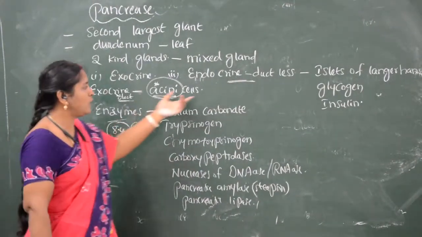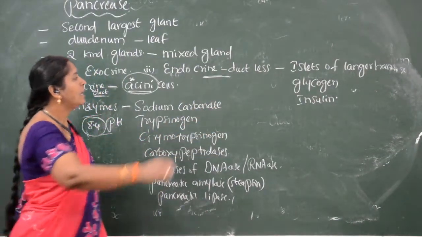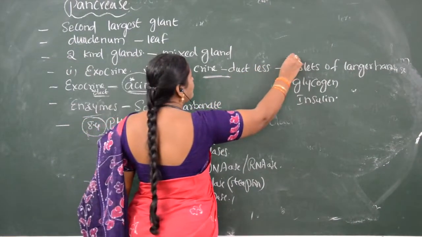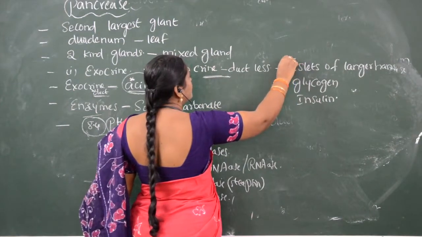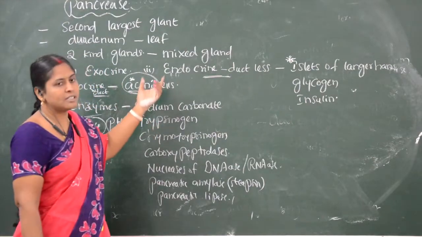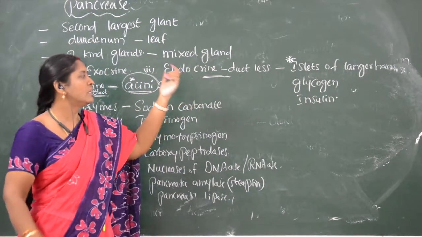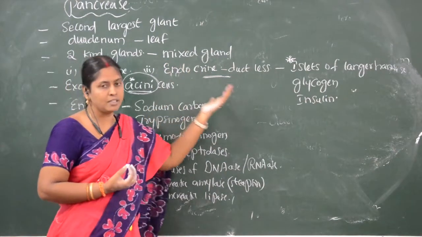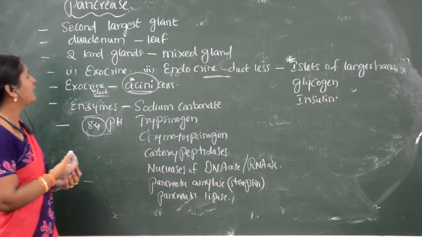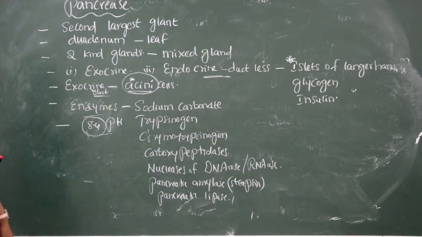When it comes to the endocrine glands, the cells present are called islets of Langerhans. Important, children: islets of Langerhans. These produce glucagon and insulin. All this about the pancreas we will see in a later class. We will continue tomorrow, children, with the process of digestion and the function of different enzymes.